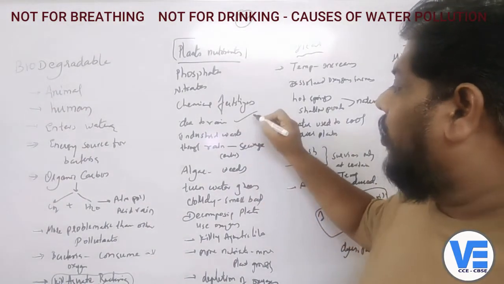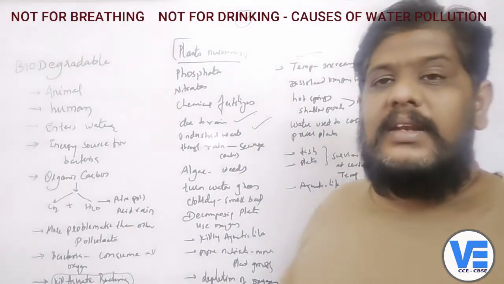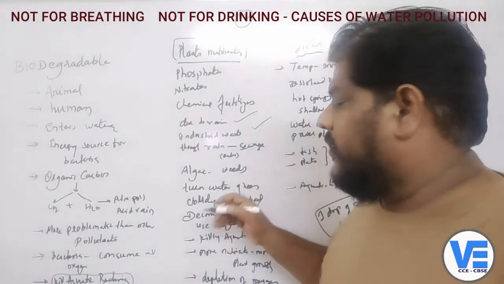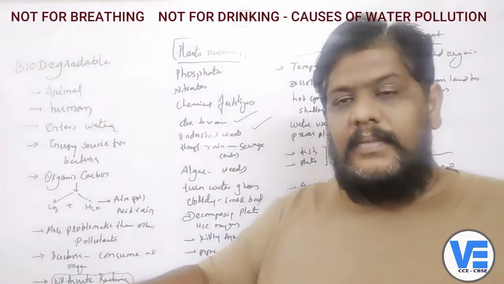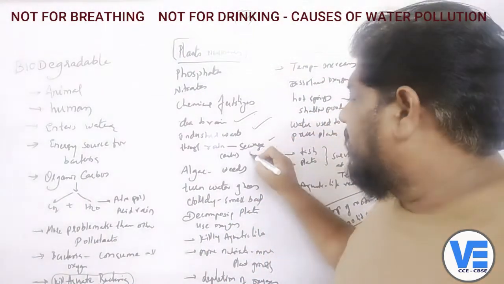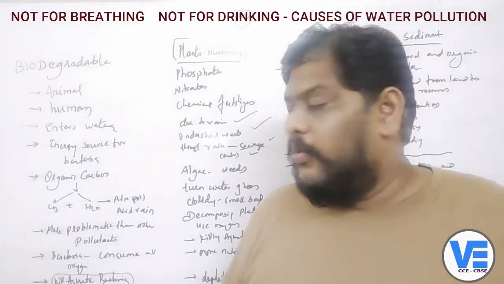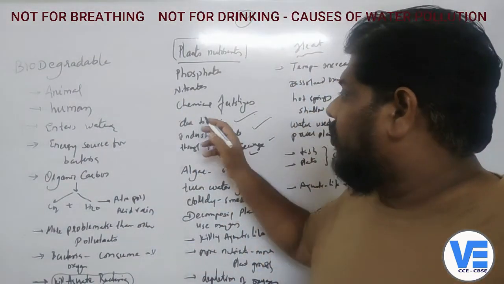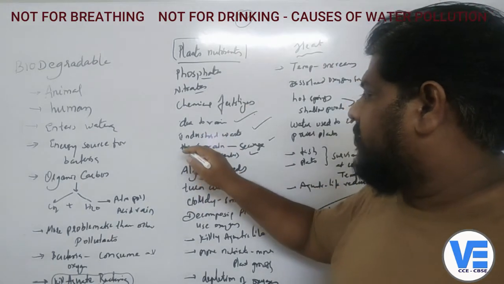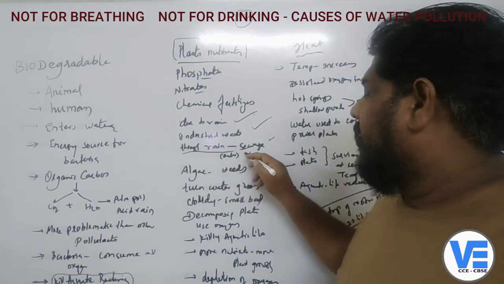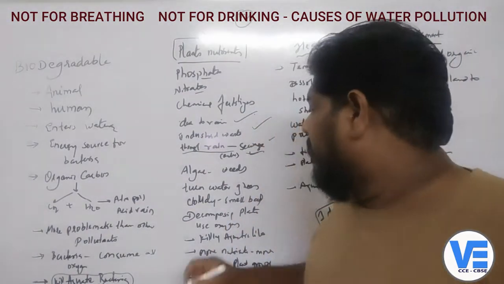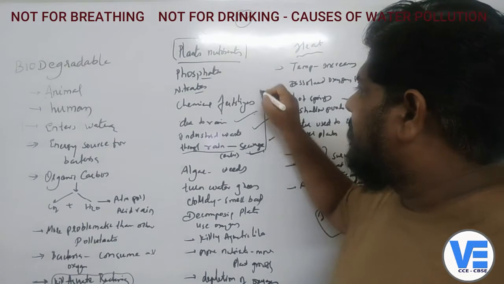Not only that, but the industrial wastes will also travel along with the water, and they will mix in the lakes or other water sources. Also the sewage water which is coming out, the industrial waste, and these chemical fertilizers, nitrates, and phosphates, through the rain, will enter into the water. That is how they enter the water.